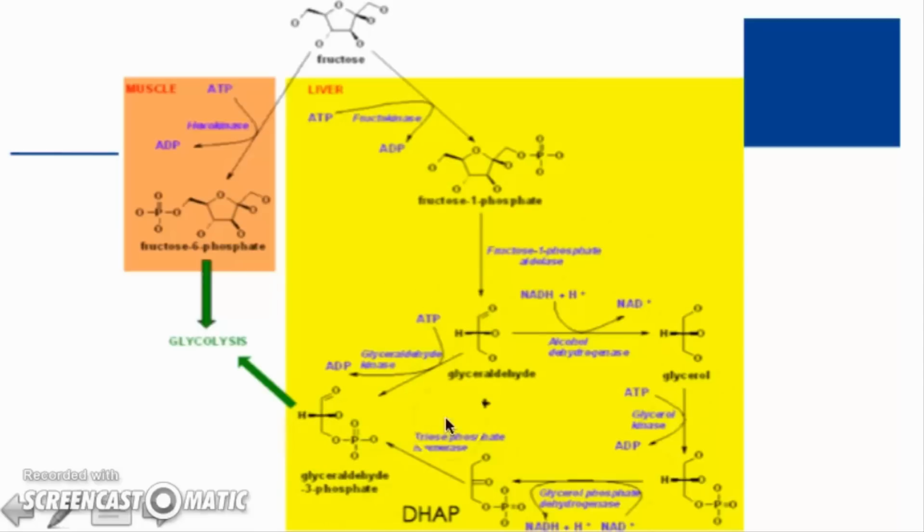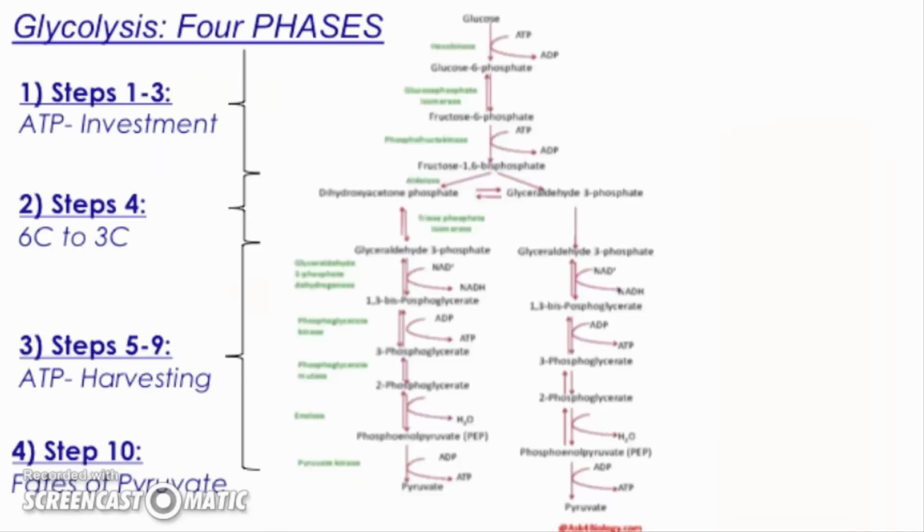The remaining pathways and steps, enzymes and intermediates you will not need to know, but it will be important to know that we have fructose going to fructose 1-phosphate with the fructokinase enzyme. We have investment here of an ATP and then eventual conversion to glyceraldehyde 3-phosphate.